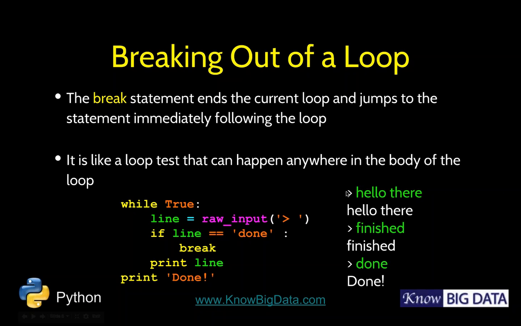All right. So you can make your own command prompt like this. While true, line equals raw input, as in it will show this kind of prompt. And if line equals done, you break, otherwise you print the line and then you're done. So you can create your own command prompt like this using a loop.